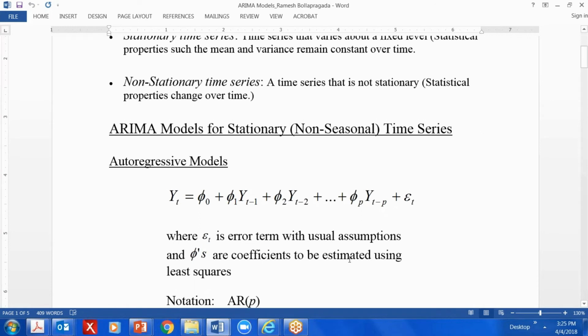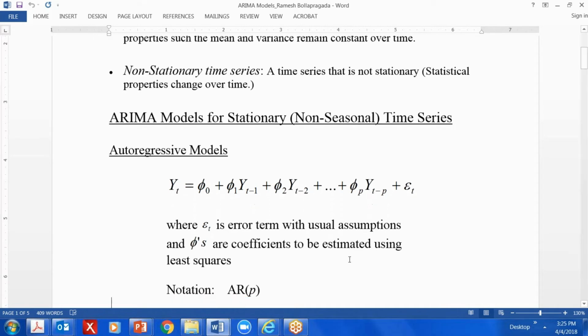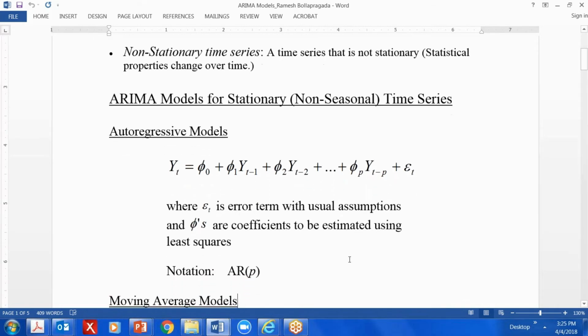I'm going to start off by presenting the simplest one, which is the ARIMA models for stationary, non-seasonal data. At this point, there is still no seasonality, so you have a stationary time series. Let us define what an AR model is and what an MA model is in light of that.